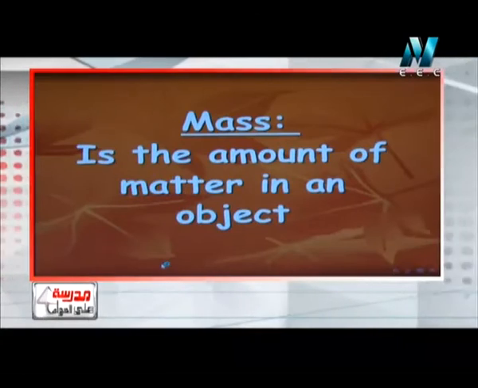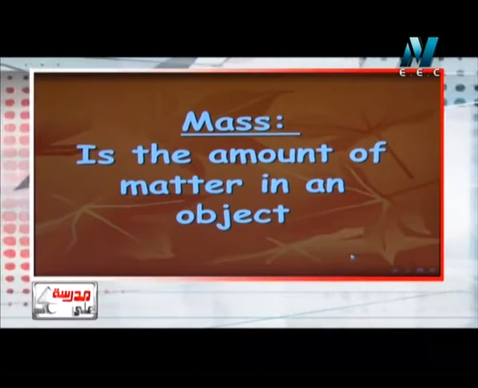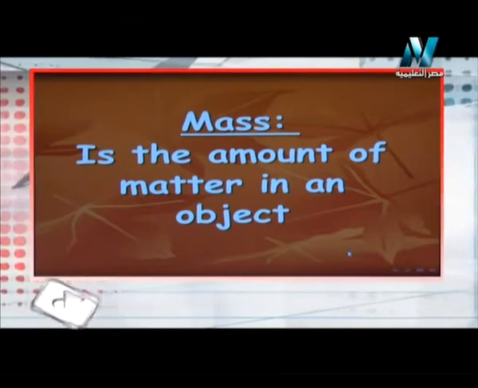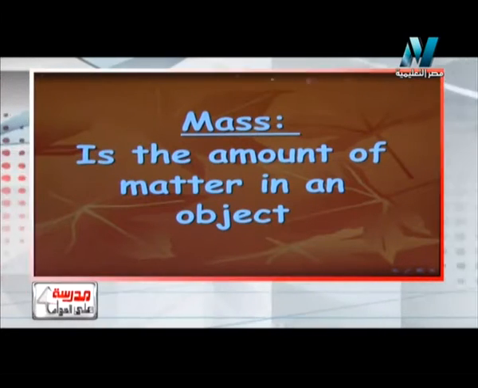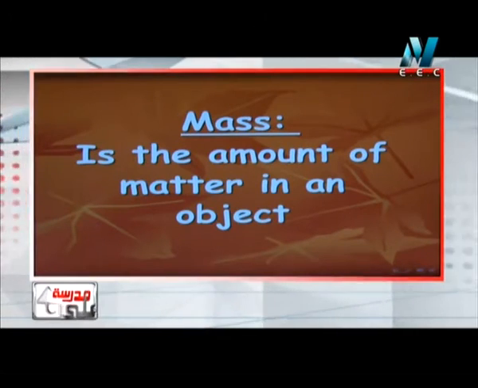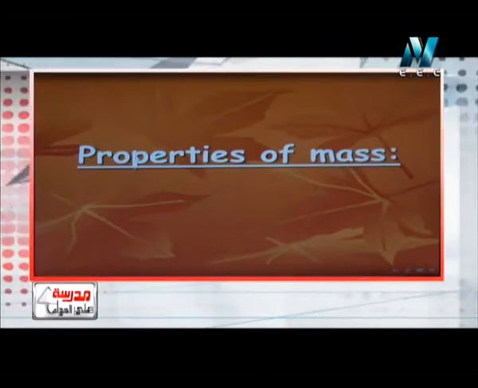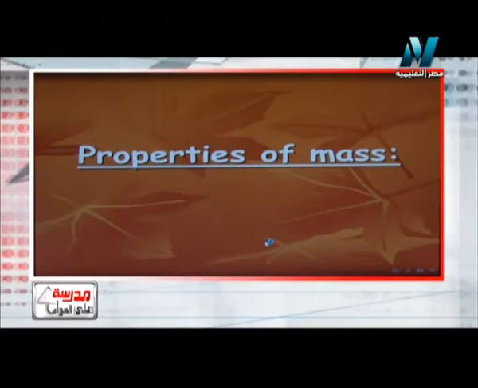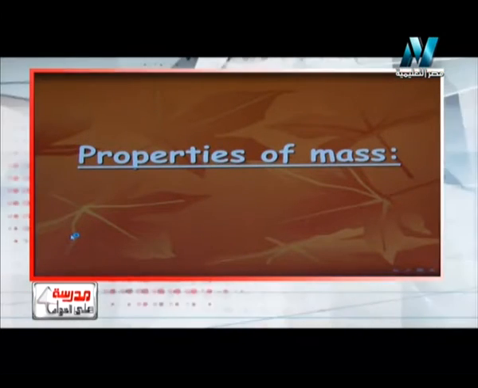So now let's study the difference between mass and weight. At first, what is meant by mass? Mass is the amount of matter in an object. Again, mass is the amount of matter in an object. What are the properties of mass? We have studied mass in primary 4, but now in primary 6 we will study mass in detail.